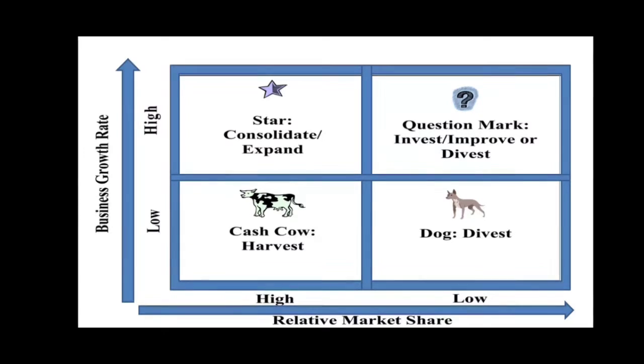growth rate. When we divide relative market share and business growth rate into high and low, we get this four-celled matrix, which is used as a tool to analyze business unit or product line from the same corporation. Let's look at these four quadrants in more detail.